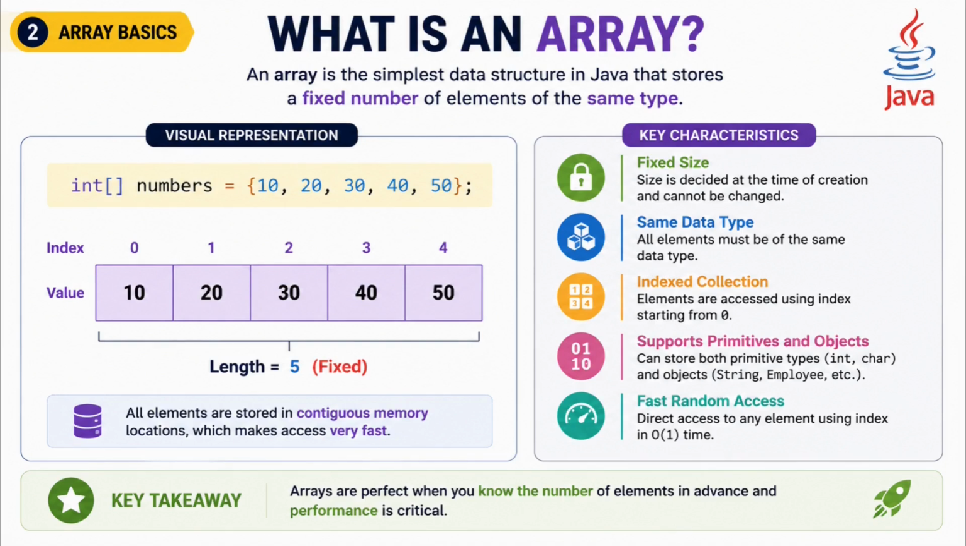An array is the simplest data structure available in Java. The first thing to remember is that an array has a fixed size. Once you create it, the number of elements cannot increase or decrease. Every element belongs to the same data type. Another important characteristic is indexing. The first element starts from index 0, making element access extremely fast. Arrays can store both primitive values like int, double and char, as well as object references. But theory alone isn't enough. Let's verify this in IntelliJ.